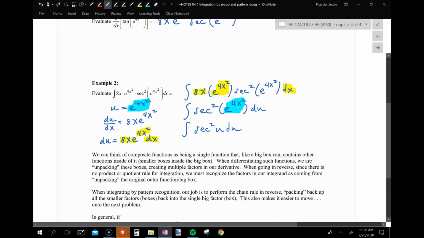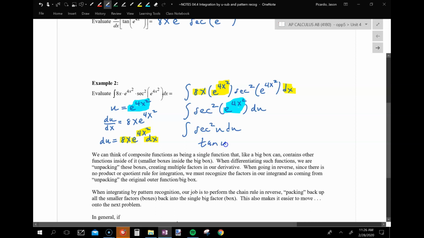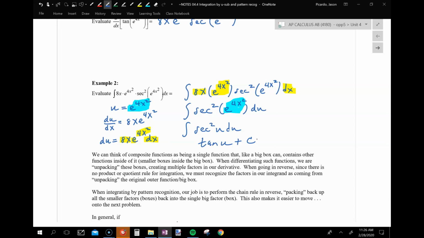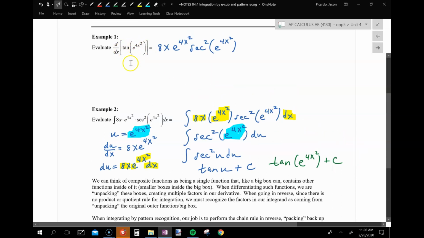What's the integral of secant squared? Come on, Brandon, you know it. You just gave me the other one. Tangent, right? So this is going to be tangent of u plus c. What was u again? E to the 4x squared, right? So now what am I going to do? Plug it back in. Yeah, plug it back in. And where did that bring me, guys? Well, it brought me back to what? What we started with, right?